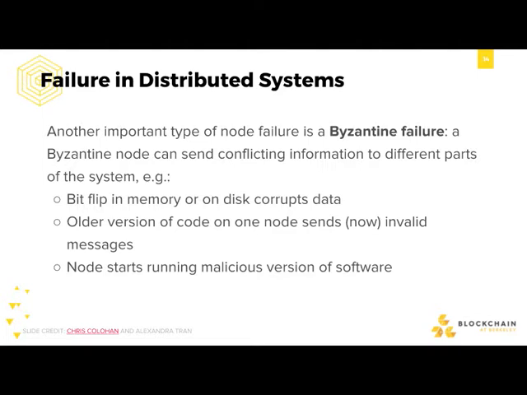Okay, back to types of failures in distributed systems. We were talking about node failures versus network failures. So one type of node failure was a fail-stop node. Another type of node failure is a Byzantine failure. And a Byzantine node can send conflicting information to different parts of the system. For example, it could flip a bit in memory, or a node starts running a malicious version of software. So yeah, a Byzantine failure could be intentionally malicious, or it could just be accidentally conflicting.